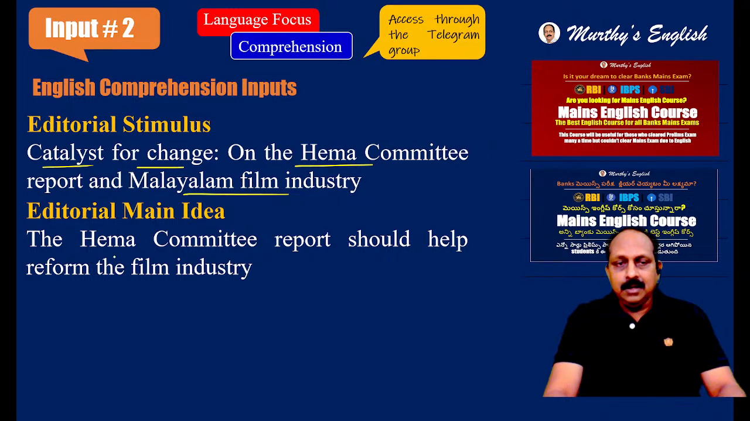What is the main idea? The HEMA committee report should help reform the film industry. There are two things you got to focus on here from the exam point of view. One, you have to know for sure the functions of the helping verb should. It has two functions. One, it is used to advise or suggest to someone. Here, the editorial suggestion or advice. And help is a causative verb. In active voice, it does not take the preposition to. This is very important. You got to remember. A common error they have given in many exams. The HEMA committee report should help to reform. To reform is wrong. Help reform the film industry.